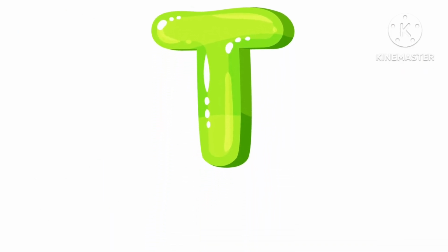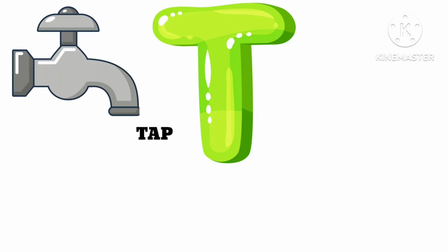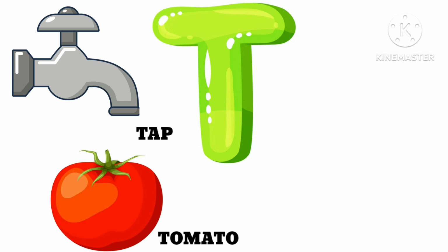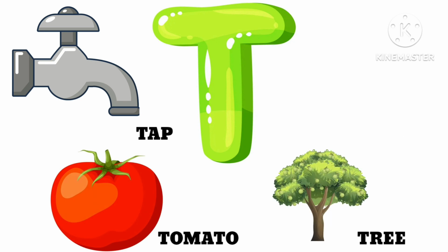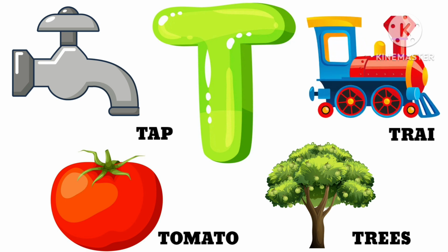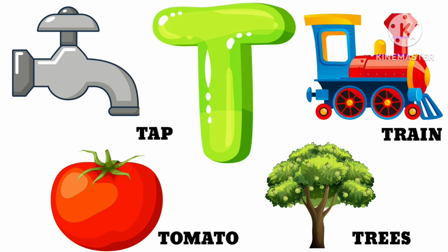This is alphabet T. T for tap. T for tomato. T for trees. T for train.